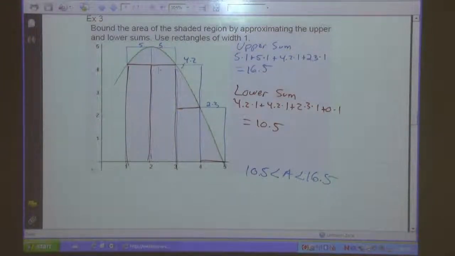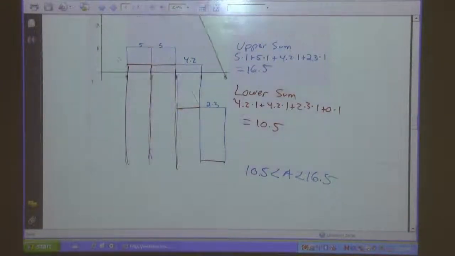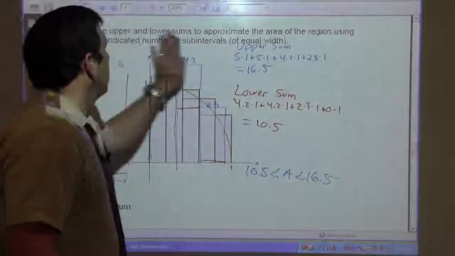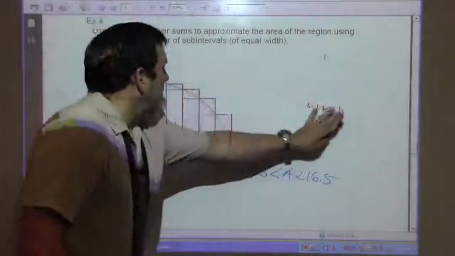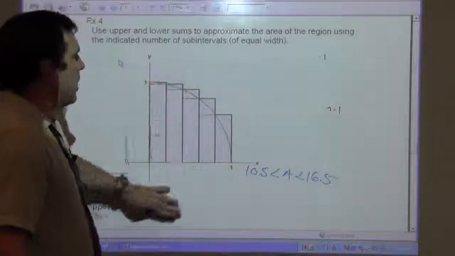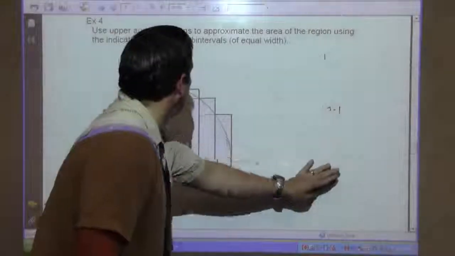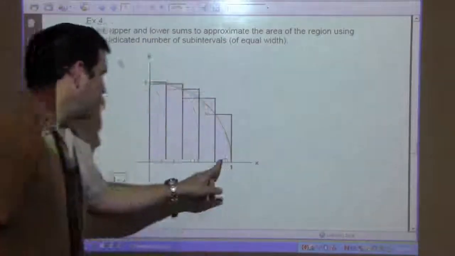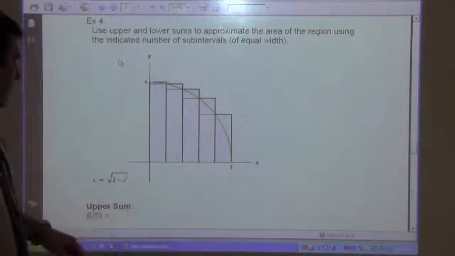Let's do another one like that. The next one, we actually have the formula. Y equals the square root of 1 minus x squared. So it says use upper and lower sums to approximate the area of the region using the indicated number of subintervals of equal width. So we have 1, 2, 3, 4, 5.